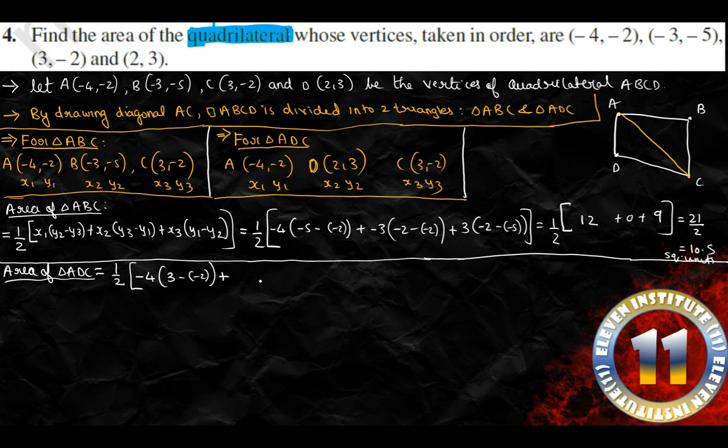What is x2? x2 is 2. Into the brackets we have y3 y1. So y3 is -2 minus y1 is again -2. Then we have x3. So instead of x3 we will write 3. Into the brackets we have y1 minus y2. So y1 is -2 minus again this is 3. Check the values again. x1 એટલે -4, x2 એટલે 2, x3 એટલે 3.